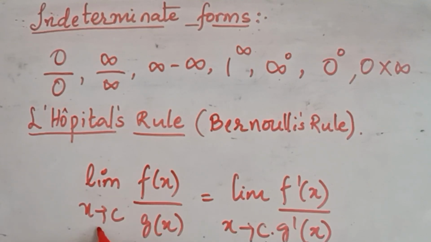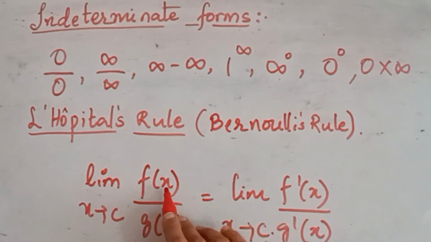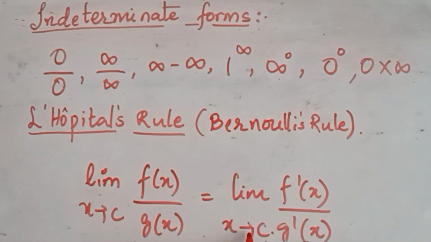Now, L'Hopital's rule, which is also called Bernoulli's rule, is used when the limit of f of x by g of x as x tends to c is giving you an indeterminate form. In that case, you have to differentiate numerator and denominator separately. Then you have to apply the limit, that is, the limit of f dash of x by g dash of x as x tends to c. This gives you the same value as that of this limit.